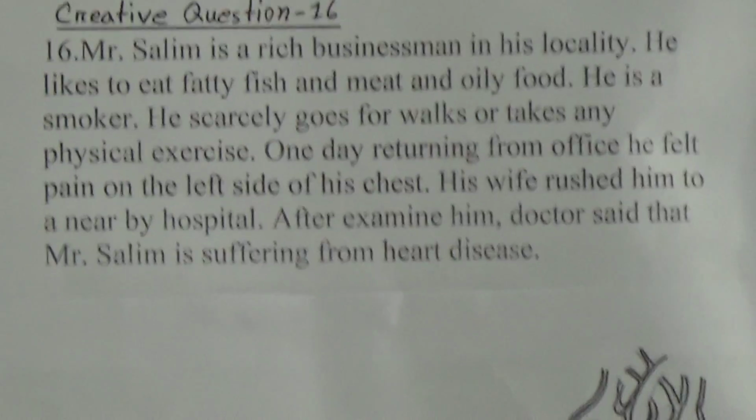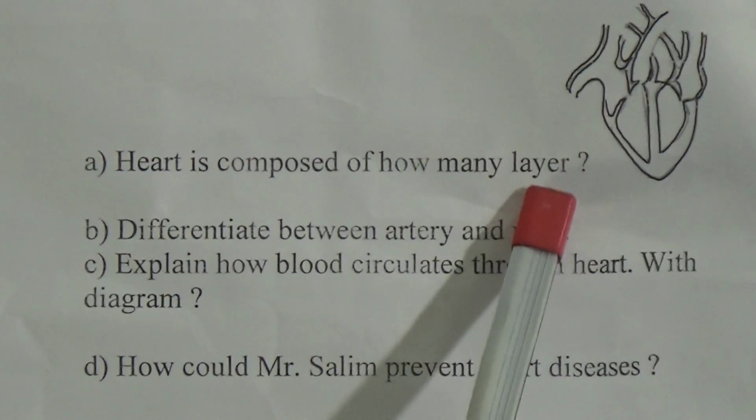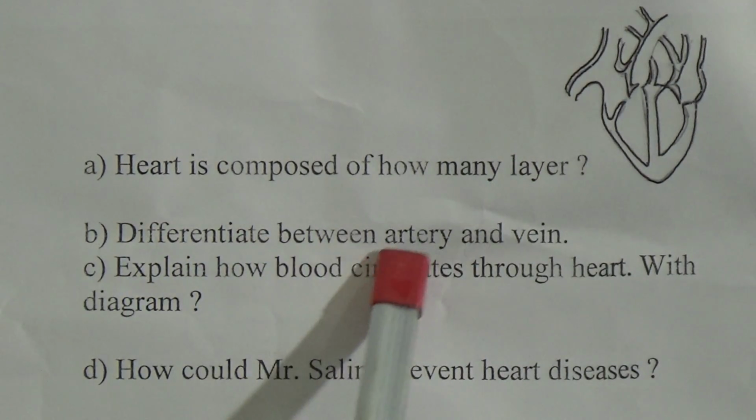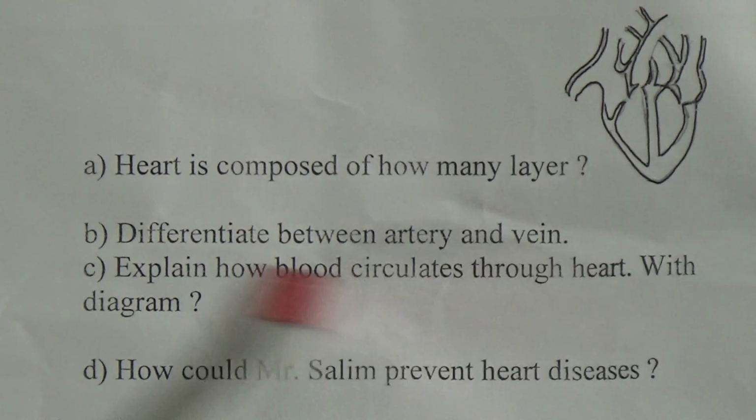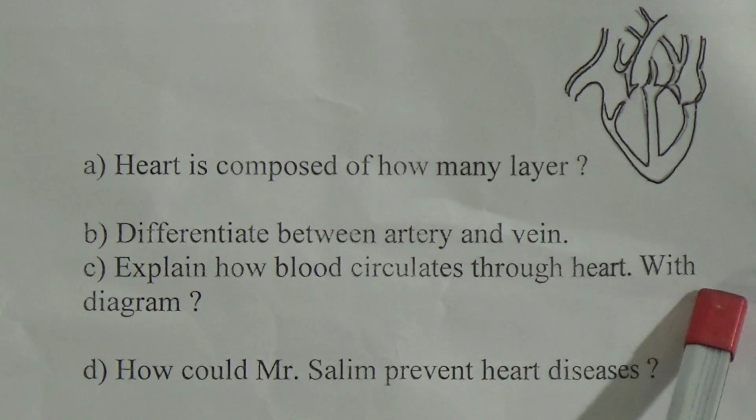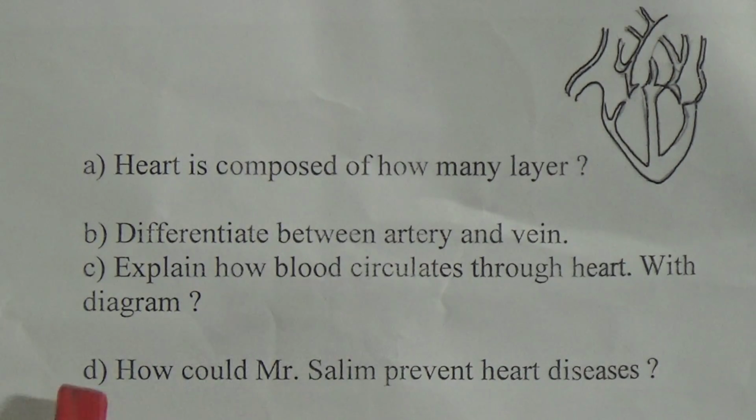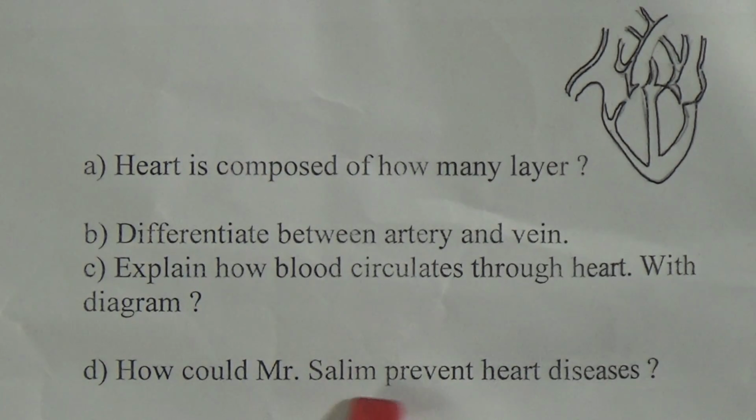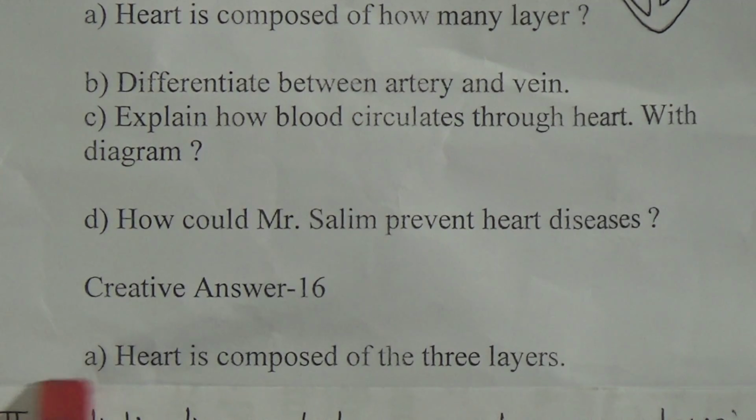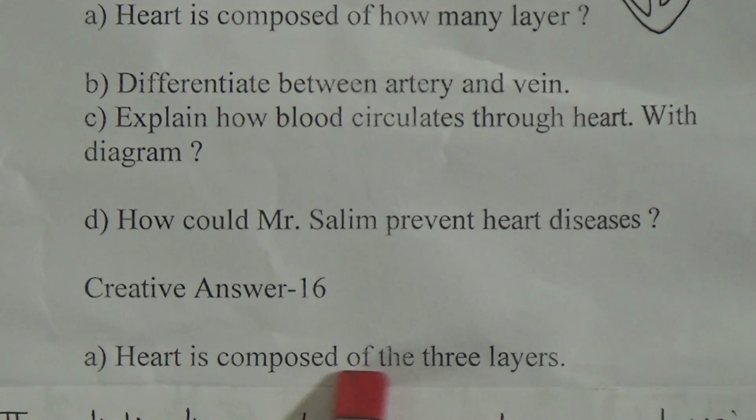Now, the A number question is, the heart is composed of how many layers? The B number question is, differentiate between artery and vein. The C number question is, explain how blood circulates through the heart with a diagram. And the D number question is, how could Mr. Selim prevent heart diseases? Now, we will discuss the answers. The A number answer is, the heart is composed of 3 layers.